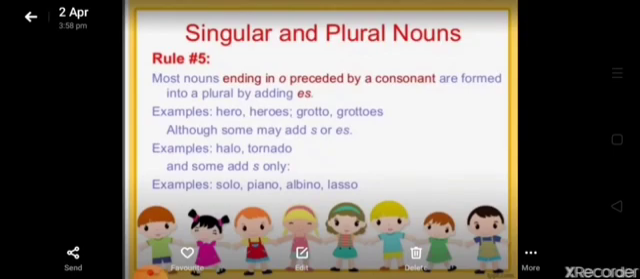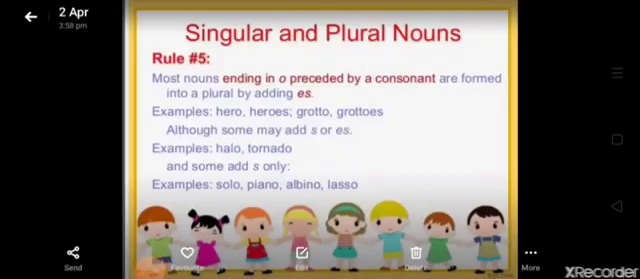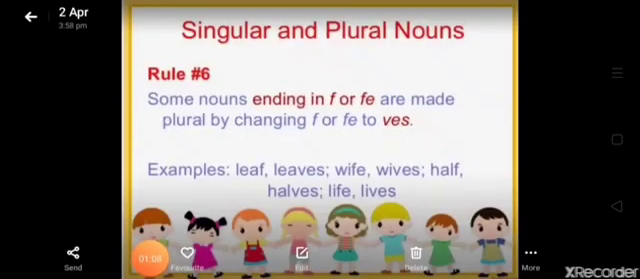There are also some exceptions. Although some may add s or es, examples are hello, tornado, and some add s only. Examples: solo, piano, albino, lasso. So, these are the exceptional nouns.